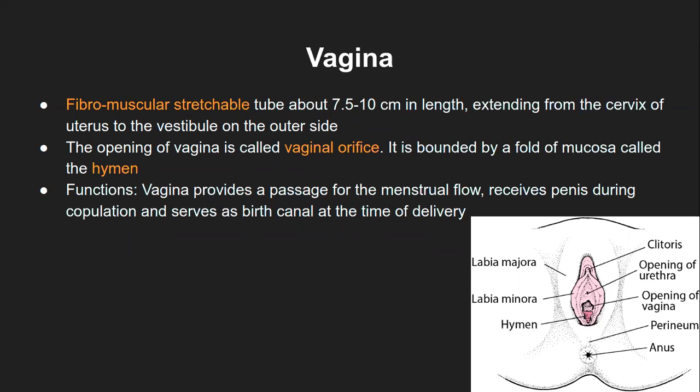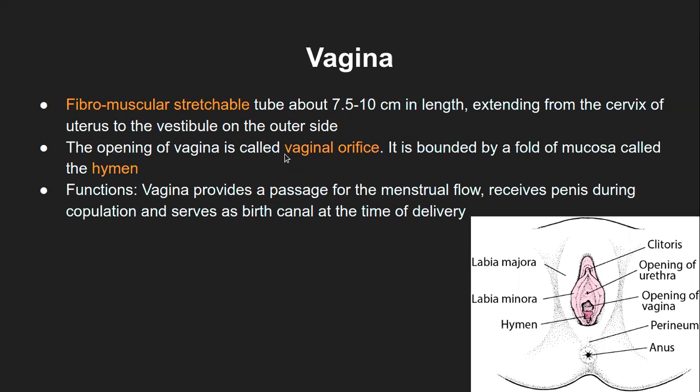So it is a tube which is 7.5 to 10 centimeters in length, extending from the cervix to the outermost opening, which is also called the vestibule on the outer side. Vestibule is again a common terminology. It means the outer opening of a particular structure. So from the uterus to the vestibule on the outer side, that is the vaginal structure.